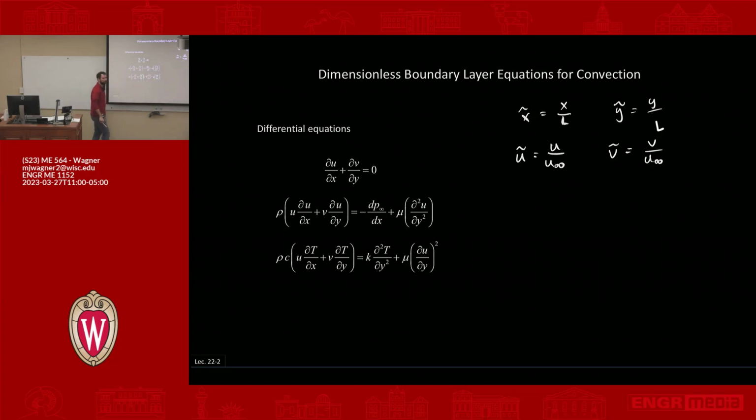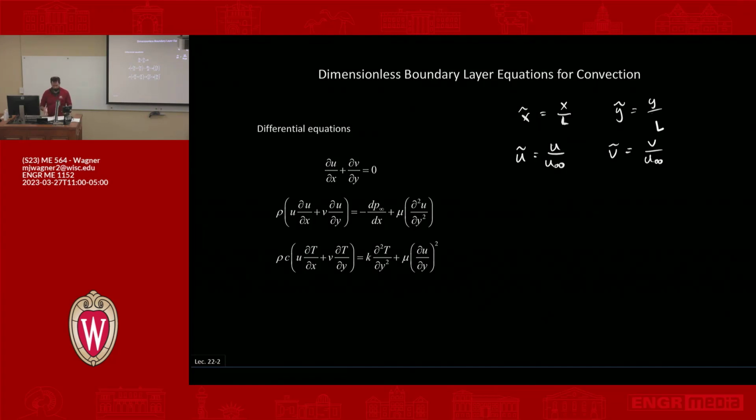Yeah? Because we're trying to get y tilde between 0 and 1, this is only going to be appropriate within the boundary layer. Yes. Yep, the formulations we're coming up with here are only valid in the boundary layer.